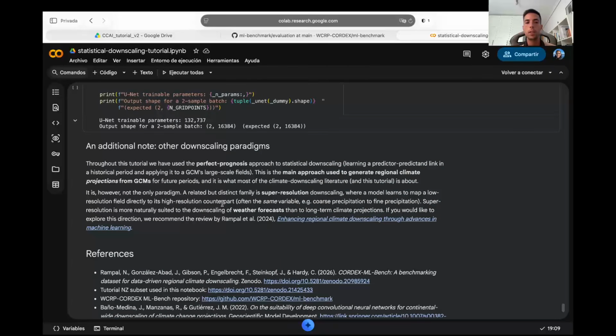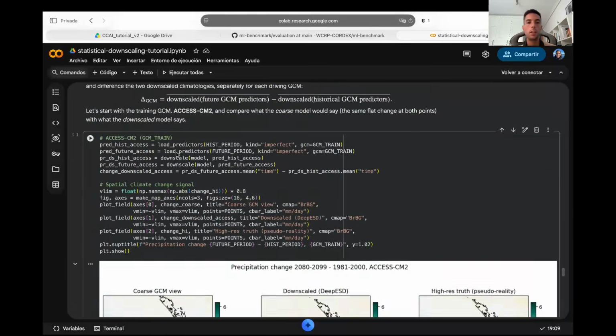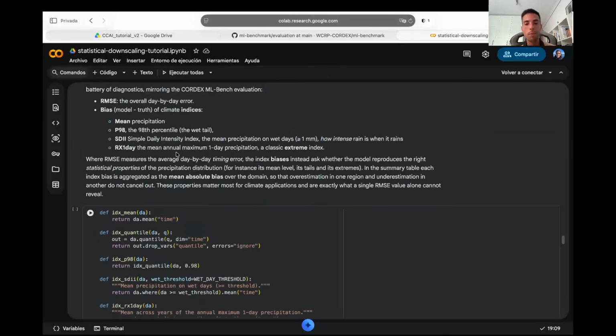And you have a note about other downscaling paradigms that I think is important, because when you start working on statistical downscaling, sometimes you find something denoted as super resolution, which on the surface is quite similar to perfect prognosis statistical downscaling, but at the same time is a bit different. So just a note for you to know. And this is my introduction.